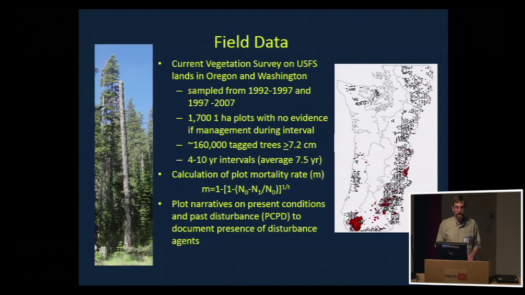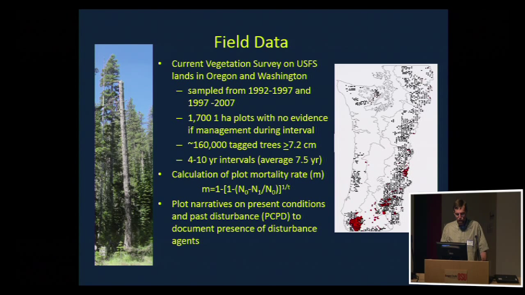To look at mortality rates, I used data from the Current Vegetation Survey. The rates I'm going to be talking about represent a very dense sample, about 1,700 plots, but it corresponds to a pretty short moment in time, basically the mid-90s to the mid-2000s. I'm going to look strictly at plots that had no evidence of management during the interval, so all the mortality I'll be talking about can be attributed to natural agents. There are about 160,000 tagged trees.